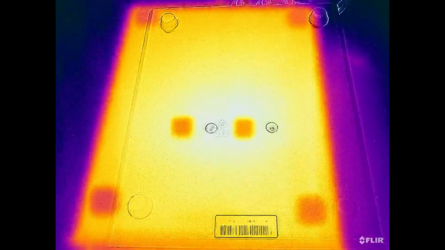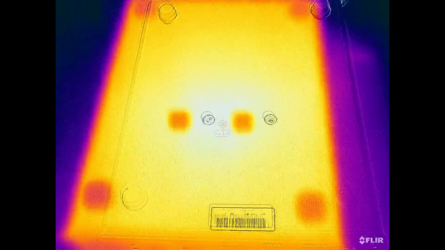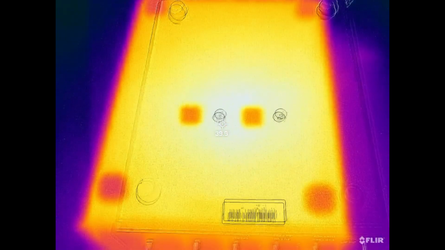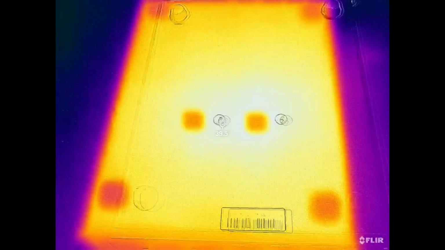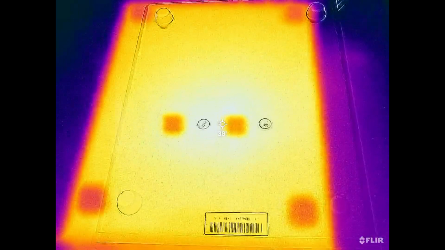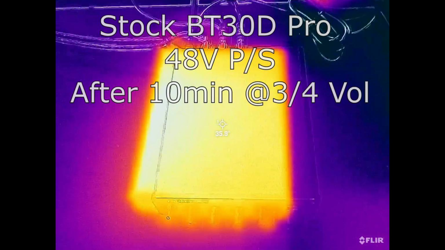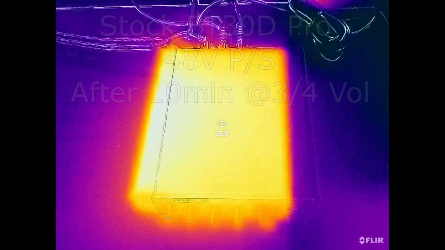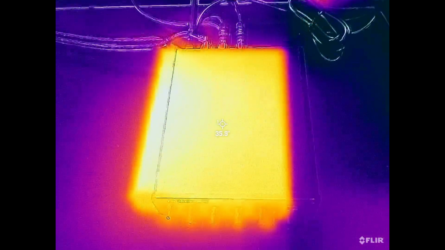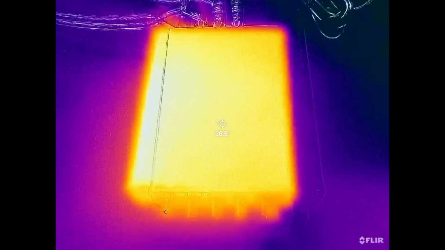I bet those two orange dots are the chips. There we're sitting at close to 40°C there at the center of the case. Again, 30 minutes, 50% volume. Okay, here's an additional 10 minutes of 3/4 volume. Unmodified BT30D Pro, 48-volt power supply. Center of the case there.